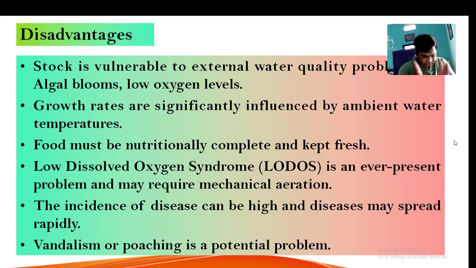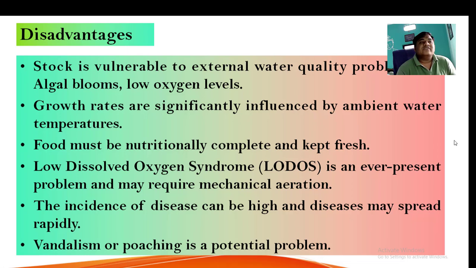Okay, now I have just explained the advantages of cage culture. In any technology we have seen a number of technologies, but when the technology has advantages, along with the advantages it has some disadvantages also. So see here, one of the disadvantages of cage culture is that the stock is vulnerable to external water quality problems, for example algal blooms and low oxygen levels.